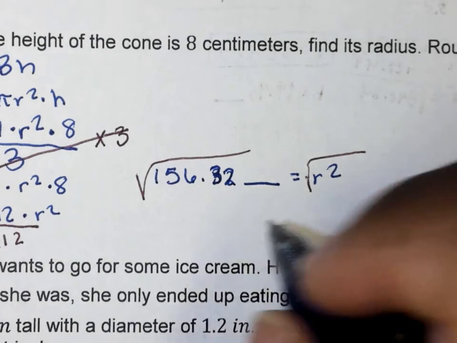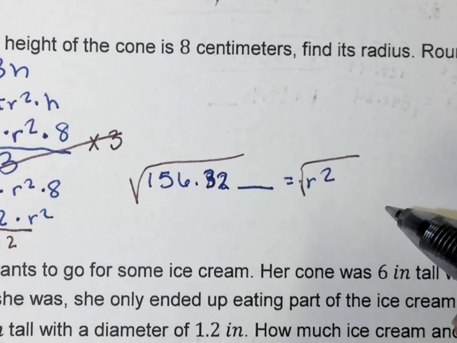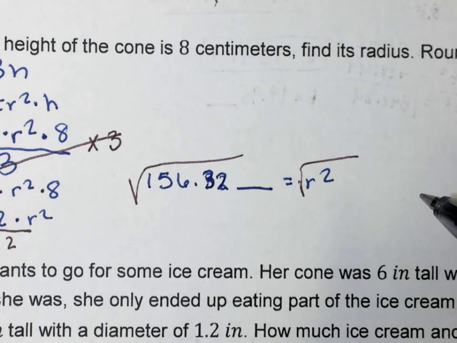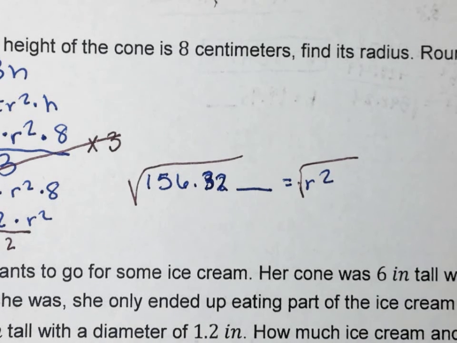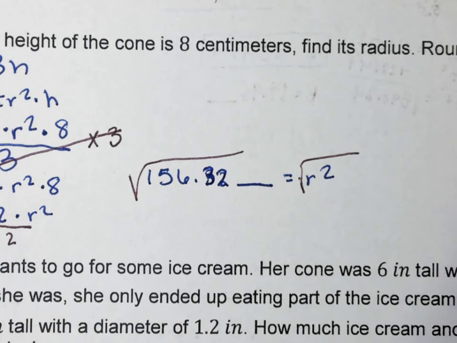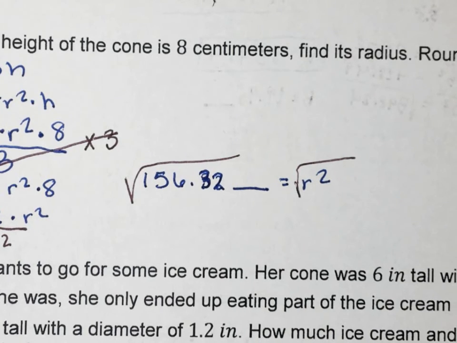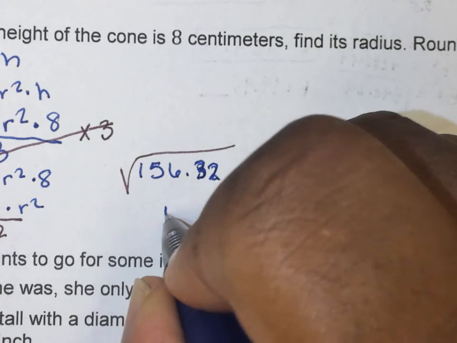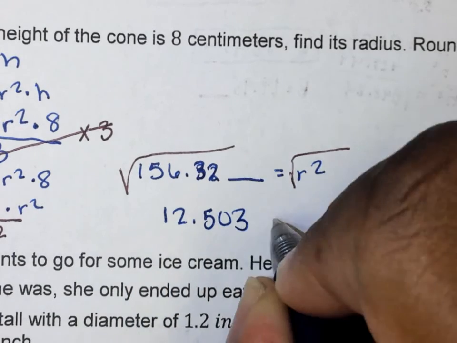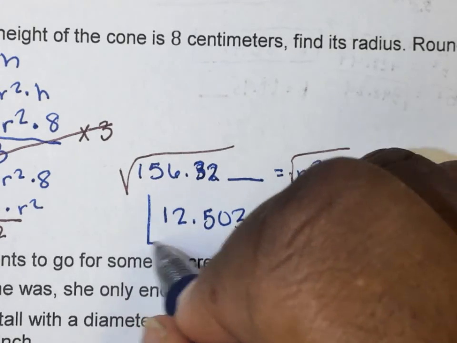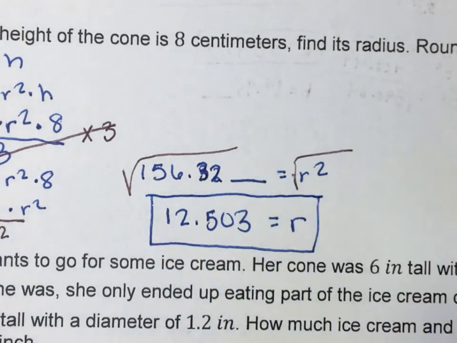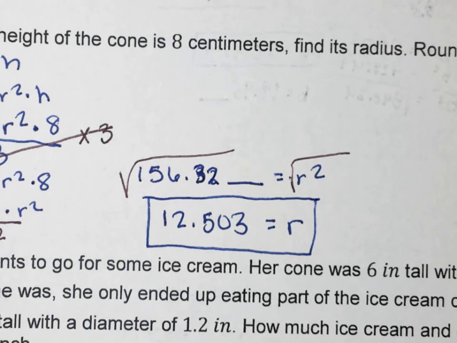And it told us to round to the nearest thousandth. That's 3 decimal places. Once again, I'm waiting on y'all. Make sure y'all can round. Thank you, sir. 12.503 equals my radius. You should see that in your calculator. If you don't, you need to go back and recalculate.